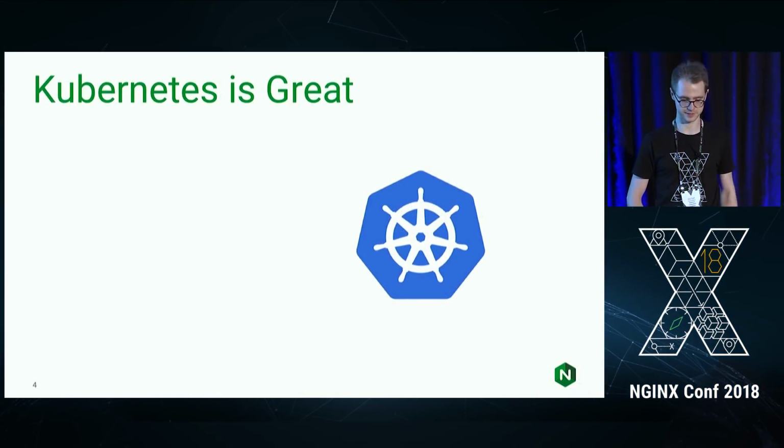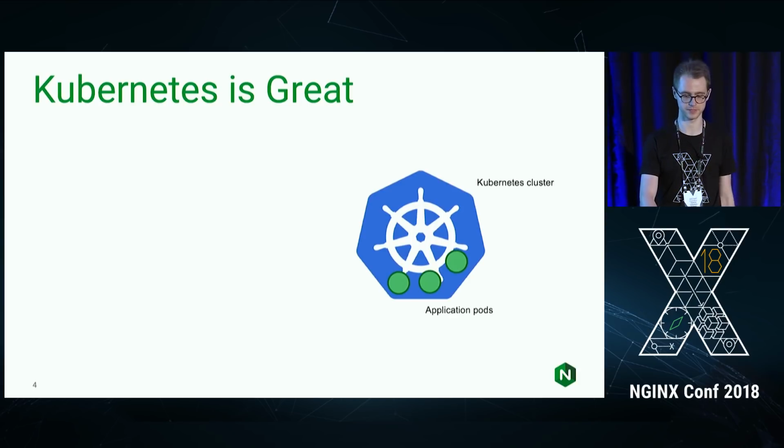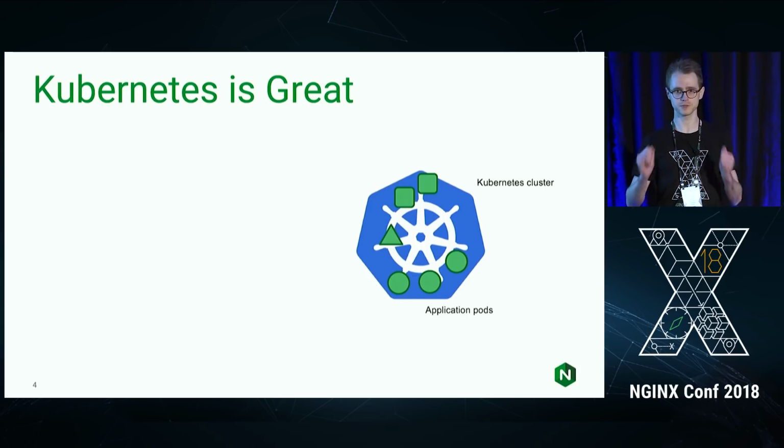Let's say we have a Kubernetes cluster, right? And we use it to run our different applications. So we have multiple different applications running inside the cluster. Kubernetes is great at making those applications reliable. It can run those applications across the cluster of machines. It can restart them if some of those application pods fail.